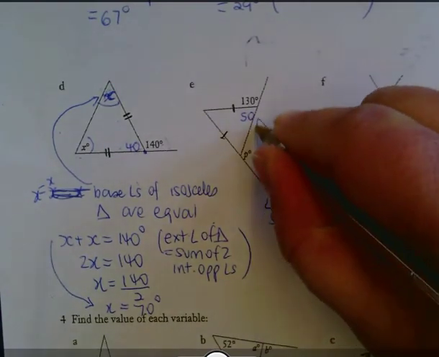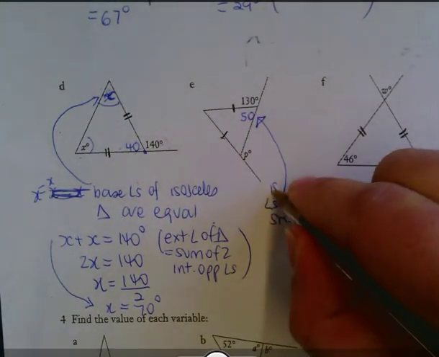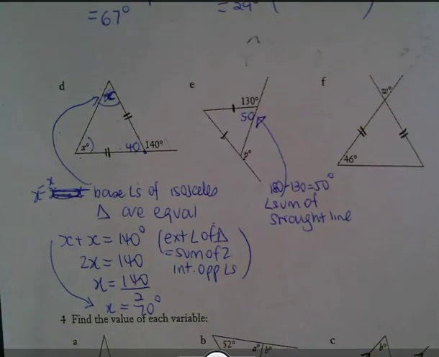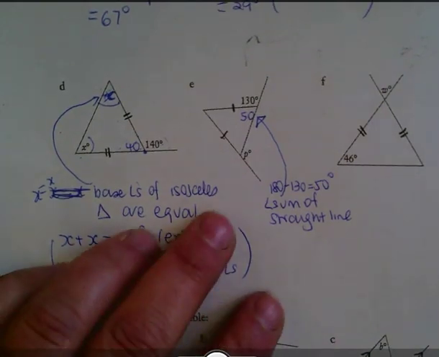I'm going to, no, this one for that 50. So I've got 180 minus 130 is 50. Why am I saying that that in there is 50? It's angle sum of straight line. What do you think I should do next?